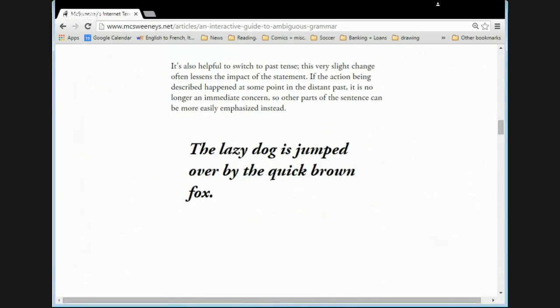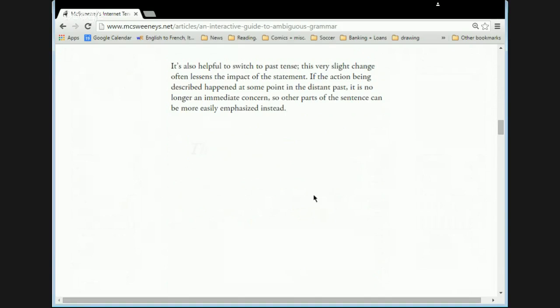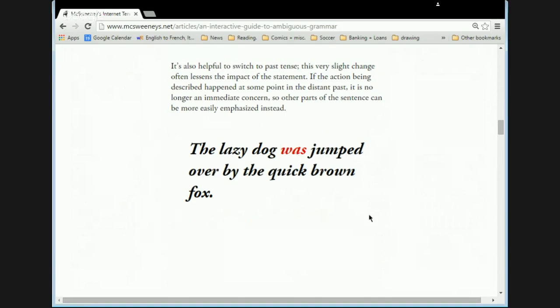Ken, can you read the next part? It's also helpful to switch to past tense. This very slight change often lessens the impact of the statement. If the action being described happened at some point in the distant past, it is no longer an immediate concern. So other parts of the sentence can be more easily emphasized instead. The lazy dog was jumped over by the quick brown fox. Good. Any questions here?